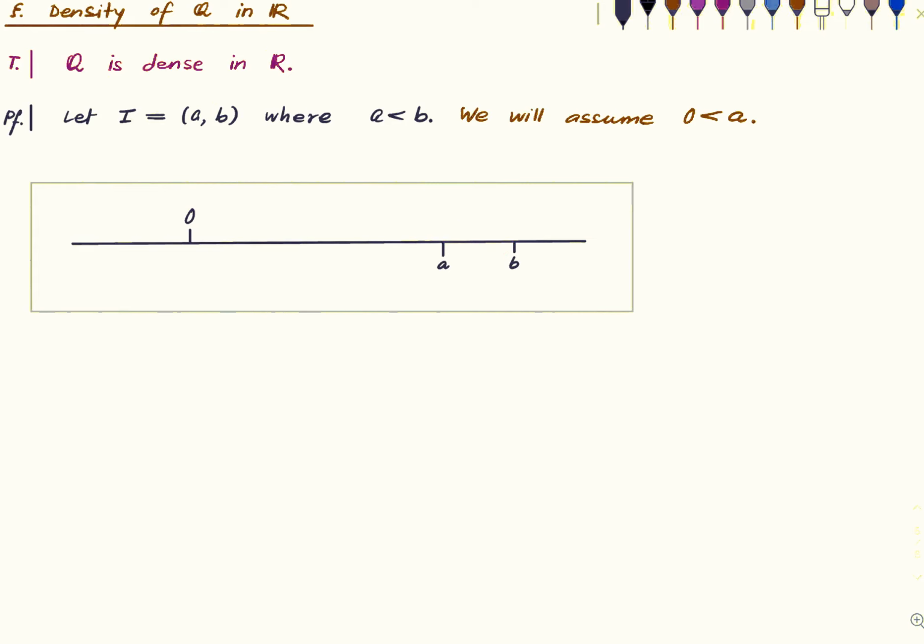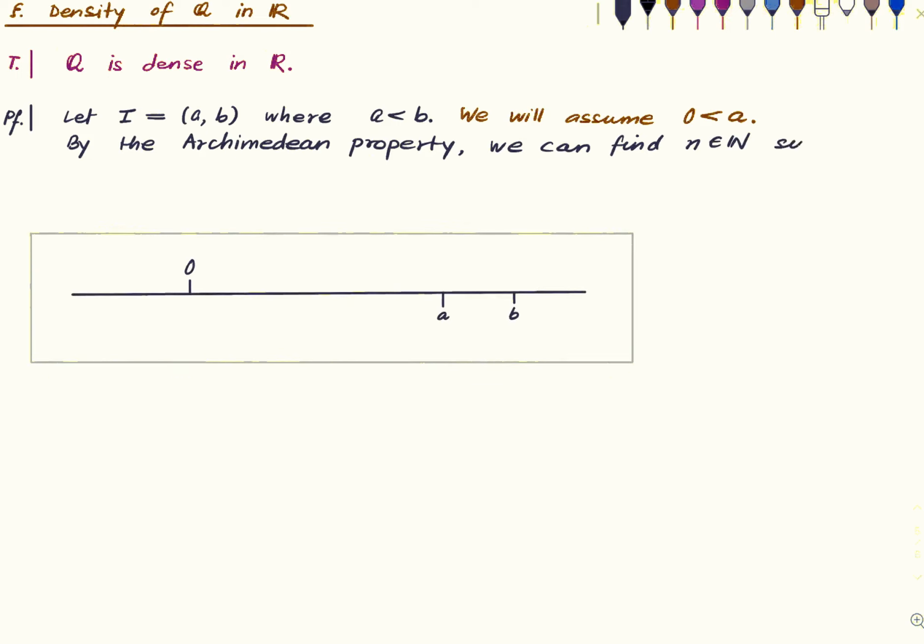Alright, now by the Archimedean property, we can find n such that n is a natural number, such that 1/n is less than b minus a, and 1/n is also less than a.